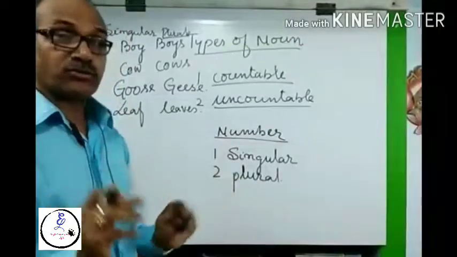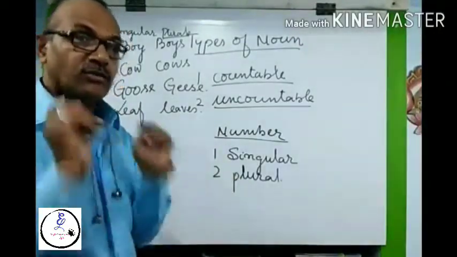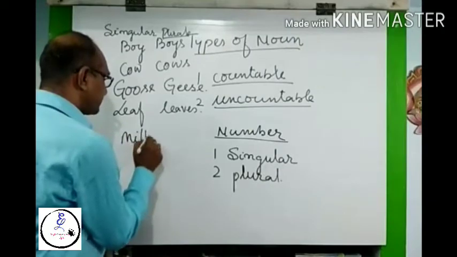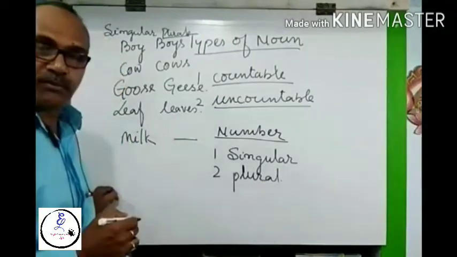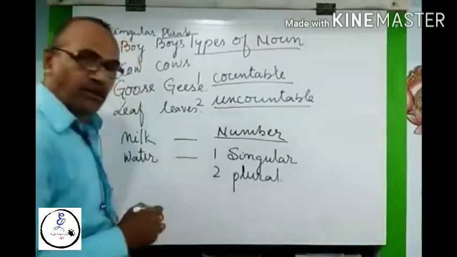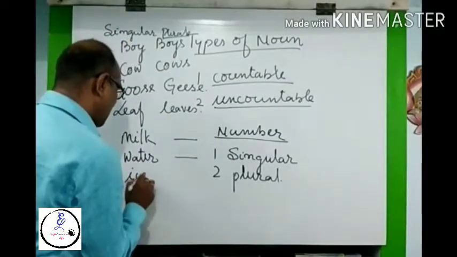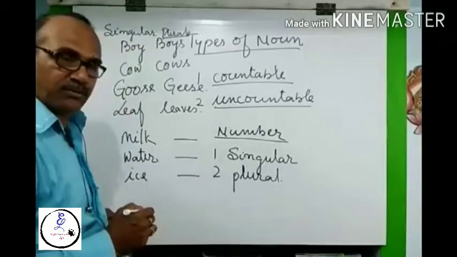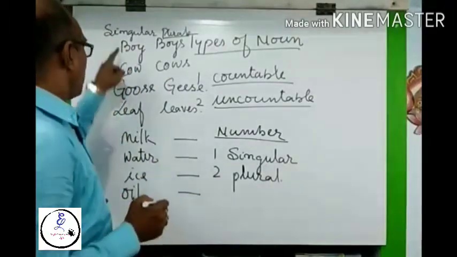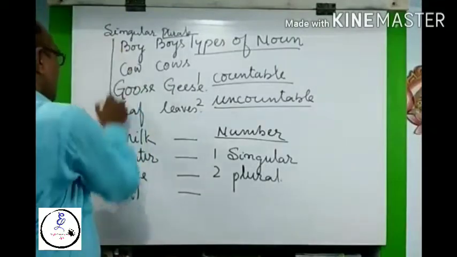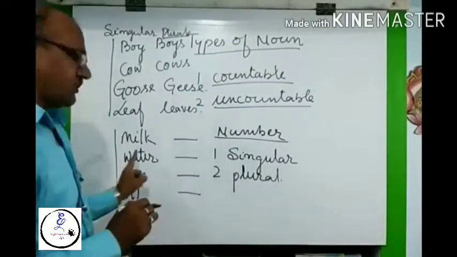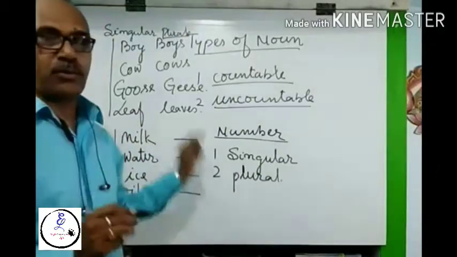Here some nouns have both singulars and plurals, and there are some nouns which have only singular numbers, like milk, that has no plural form, like water, there is no plural form, like ice, there is no plural form, like oil, there is no plural form. So we got 2 categories. One category that has both the numbers, another category only singulars without its plurals.